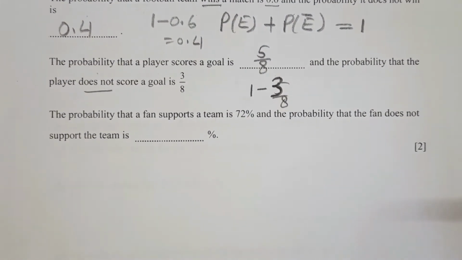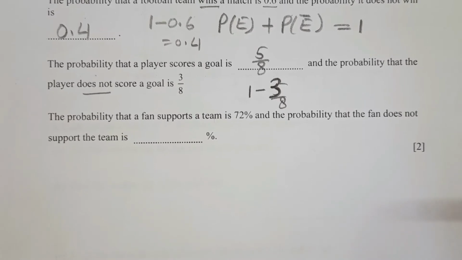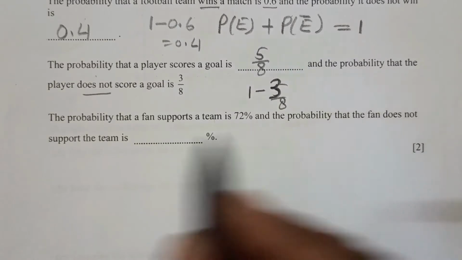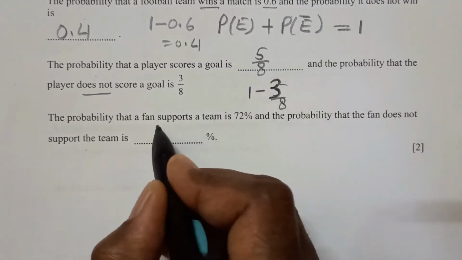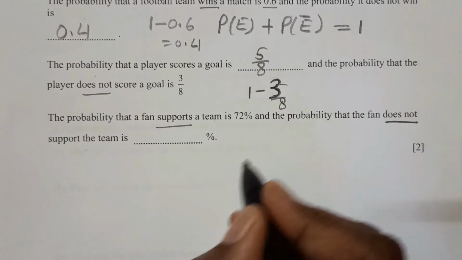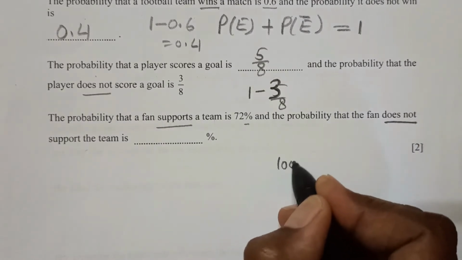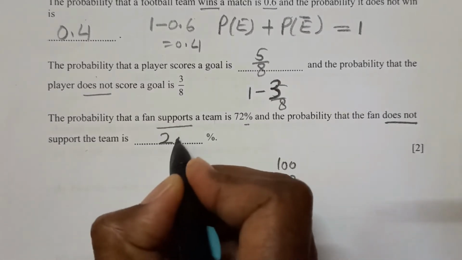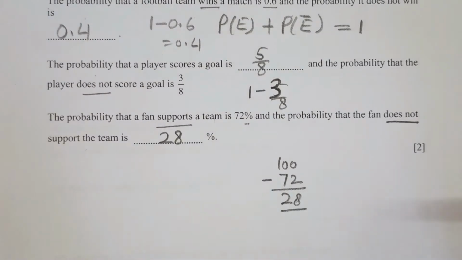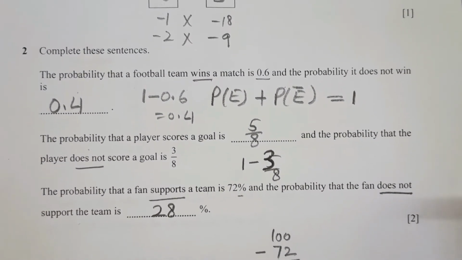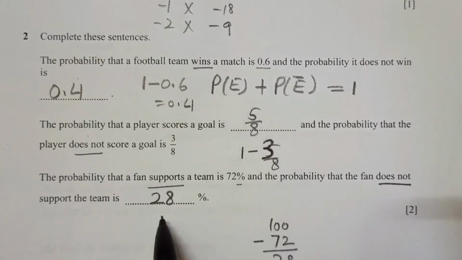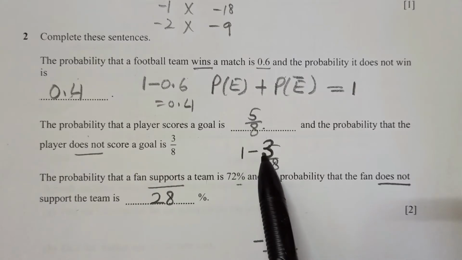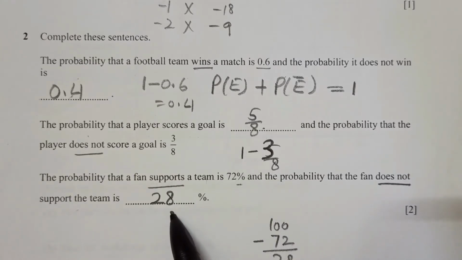Then the probability that the fans support the sports team is 72% and the probability that fans do not support is dash. Because this is out of 100, we will subtract 72 from 100, which is 28. So here in the box it will go 28%. As you can see, in all these questions the three blanks are the same. The first one was given in decimal, this was in fraction, that's why we subtracted from 1, and the other one is in percentage.